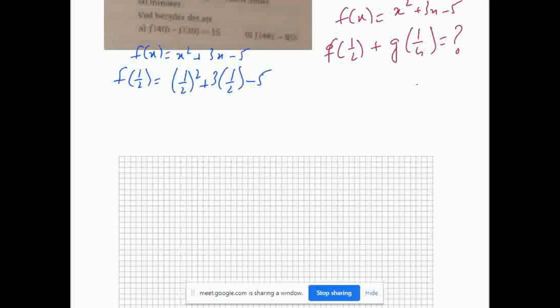So from here you can see that we have replaced x with 1 by 2. Now if we further simplify it, this will be 1 by 4 plus 3 by 2 minus 5, and then we can take the LCM. So this will be 1 plus 6 minus 10.